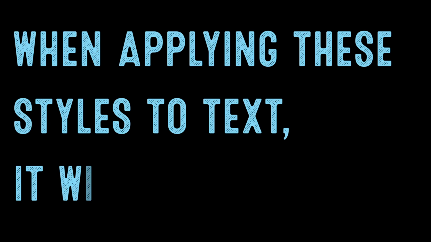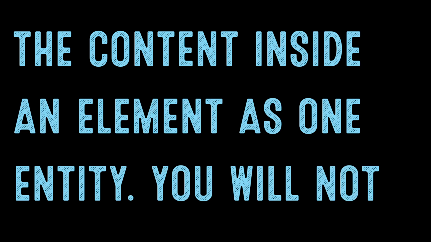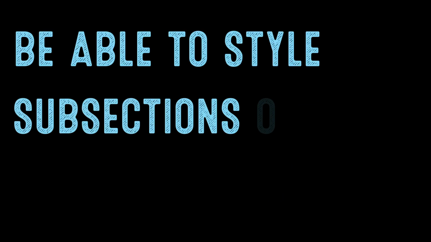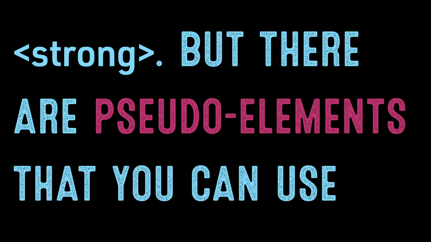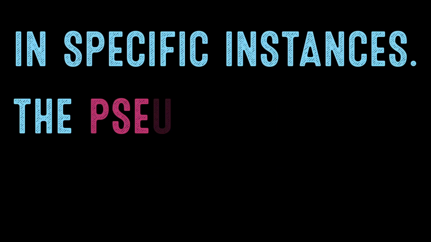The Daily Code Snippet. When applying these styles to text, it will affect all the content inside an element as one entity. You will not be able to style subsections of text unless you wrap that text in another element such as a span, em, or strong. But there are pseudo-elements that you can use in specific instances.